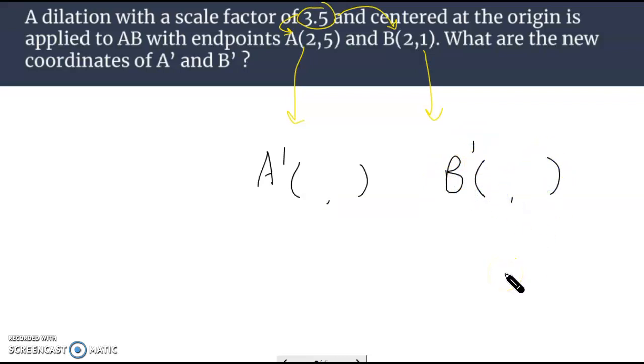If we take 3.5 times 2, we're going to get 7. That's the new x coordinate on A. And then 3.5 times 5 is 17.5. For B, 3.5 times 2 is 7 again, and 3.5 times 1 is 3.5. Those are our new coordinates after the dilation.